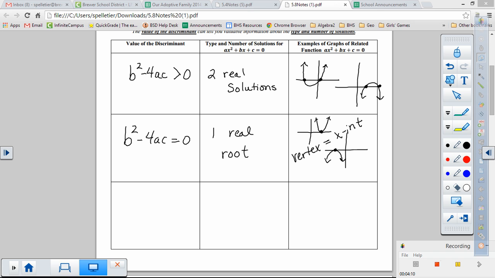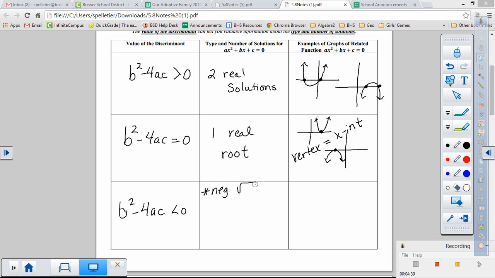Okay? And then your last example. So we have parabolas that cross at 2 places. We have parabolas that cross at one spot. Can we have a parabola that crosses at 3 places? No. But we could have a parabola that crosses at no places. b squared minus 4ac is less than 0. If that amount under the radical is less than 0, then I'm going to get a negative root.